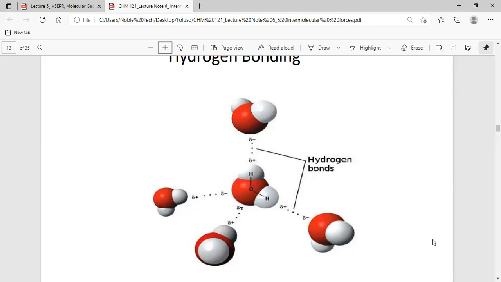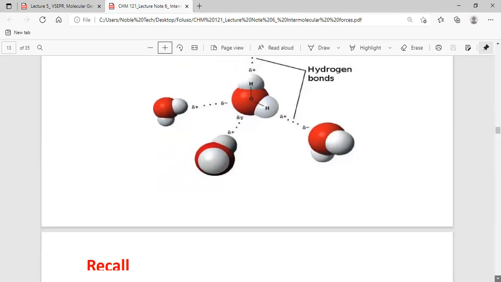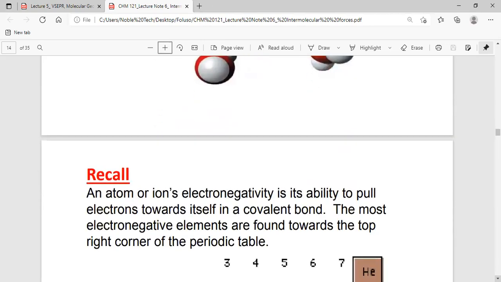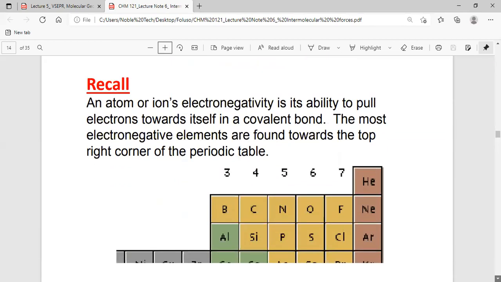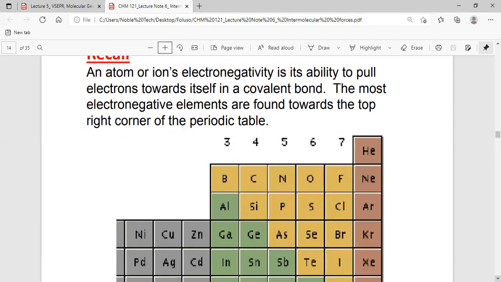And this is responsible for the very high melting point, the very high boiling point, and the very strong solubility of hydrogen-bonded substances in nature.